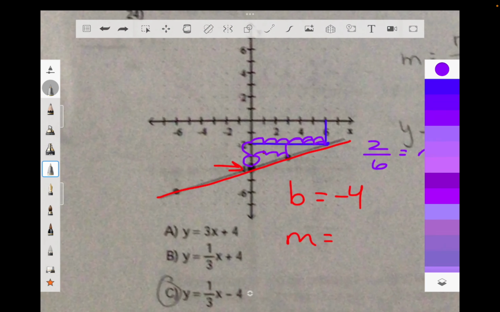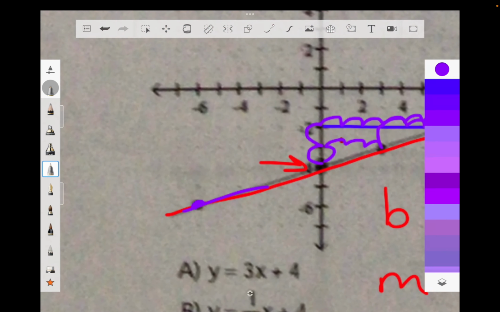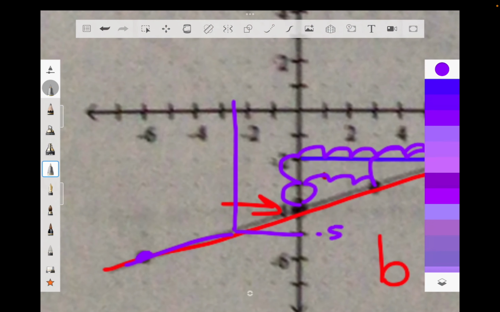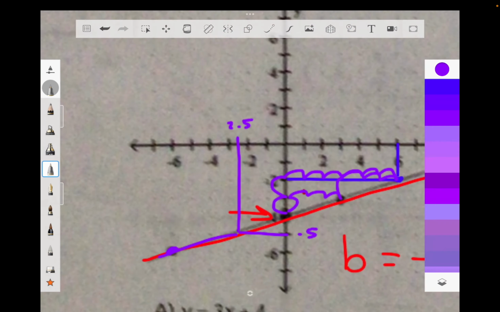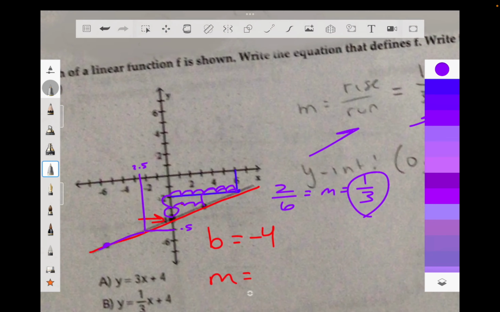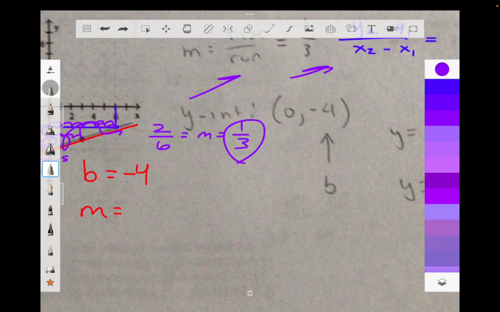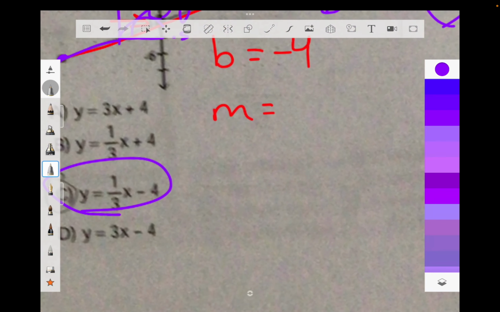Usually when you're cavemanning it, or even when you're picking 2 points, you want a point that lies on the line that's a really good one. Because you could pick something like this one, which would be -5, but this would also be like 2.5, which is a bad point because it doesn't really help you. So pick one that's on a whole number and a whole number, whether using this method or the caveman method where you're hopping up 1 over 2, up 1 over 2. Anyway, we found m to be 1/3 and b to be -4, so y equals mx plus b would be that one.